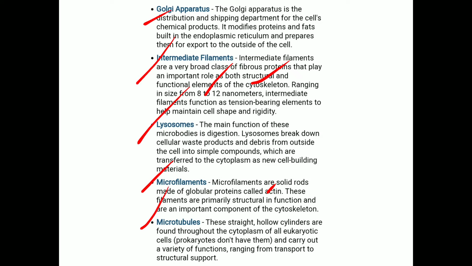After that, microtubules. These straight, hollow, cylindrical tubes are found throughout the cytoplasm of all eukaryotic cells. Prokaryotes do not have them. They carry out a variety of functions ranging from transport to structural support. These involve the transport of material and also structural support to the cells. This is the major function of the microtubules.